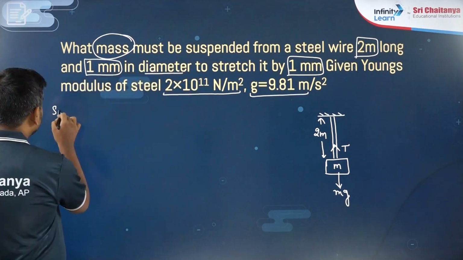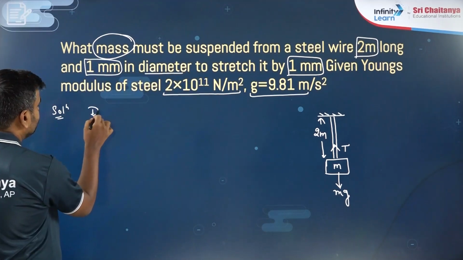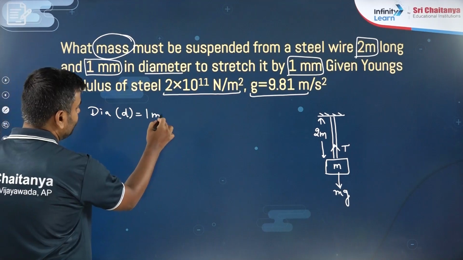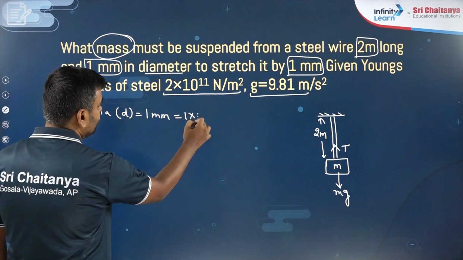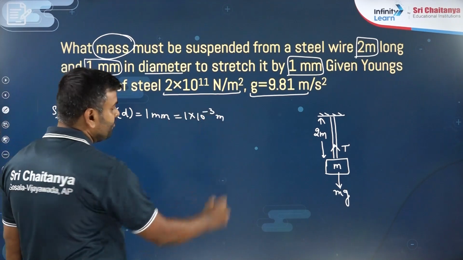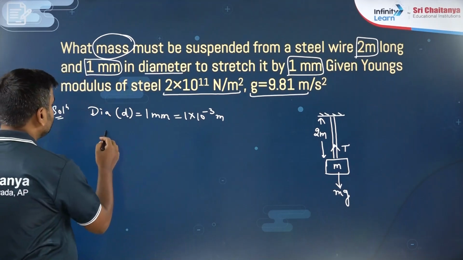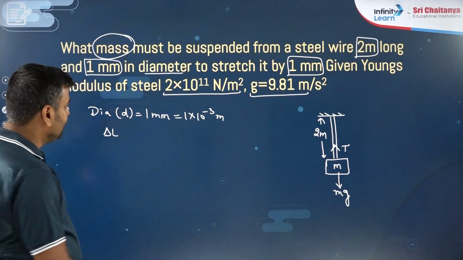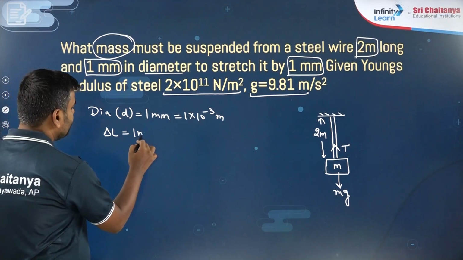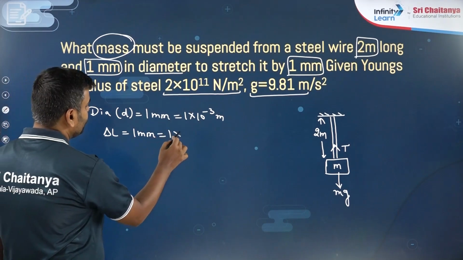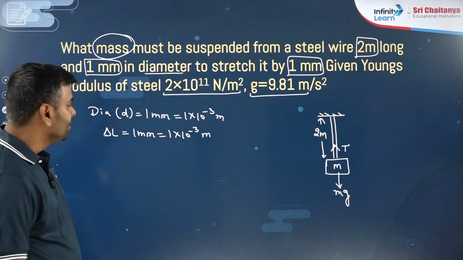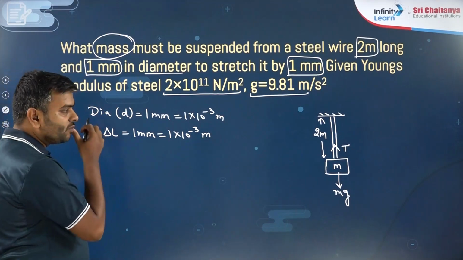The diameter of the cross section is given to us as 1 mm, which can be written as 1 into 10 to the power minus 3 meter. And they have also given the stretch, which can be taken as delta L, and that delta L value is 1 mm, which will be 1 into 10 to the power minus 3 meter again. Okay. So now we have to calculate that mass.